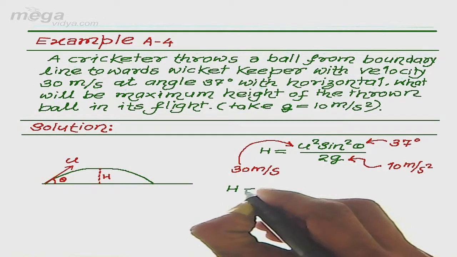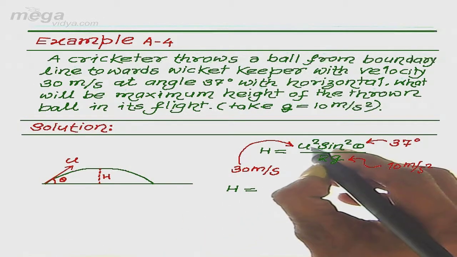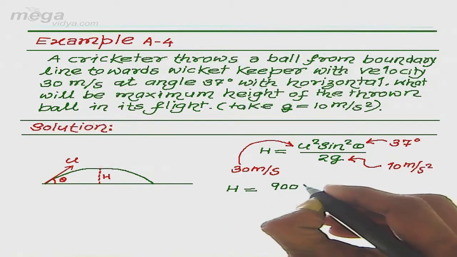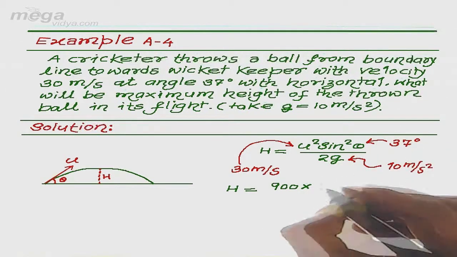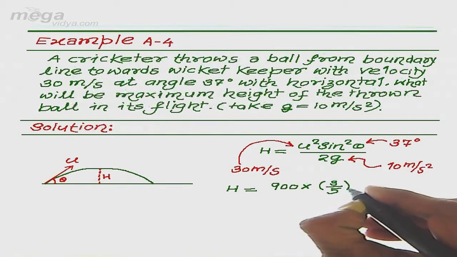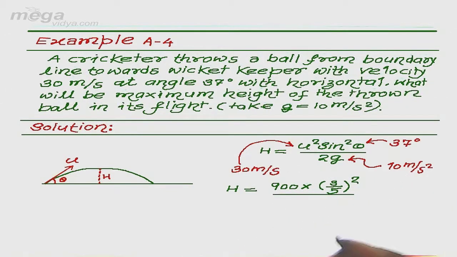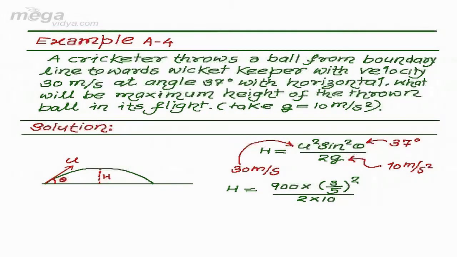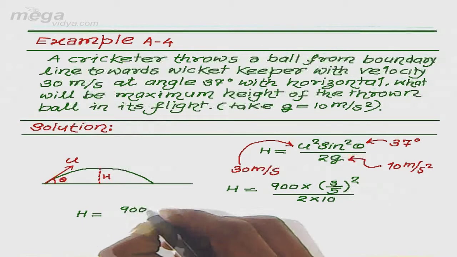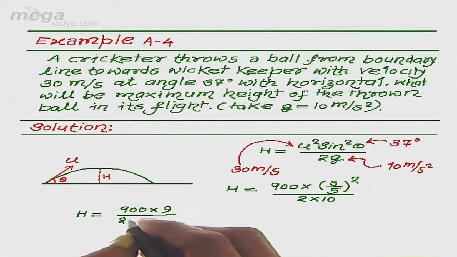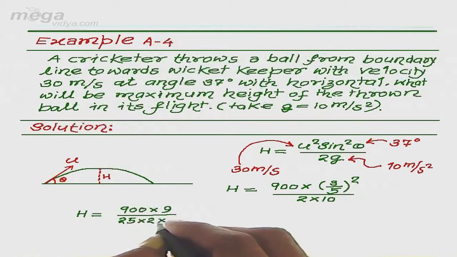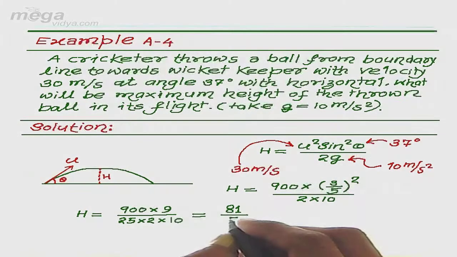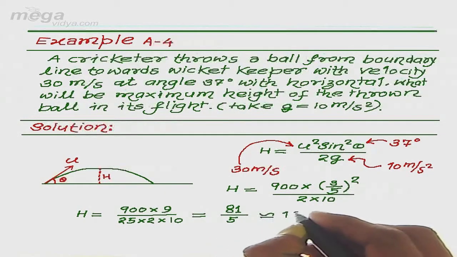Then we get h equal to square of 30 meter per second, which becomes 900, multiplied by the value of sine 37, 3 upon 5, so square of 3 upon 5, then divided by 2 times the value of acceleration due to gravity, which is 10. So 900 into 9 upon 25 into 2 into 10 equals 81 divided by 5, which is nearly 16 meter.